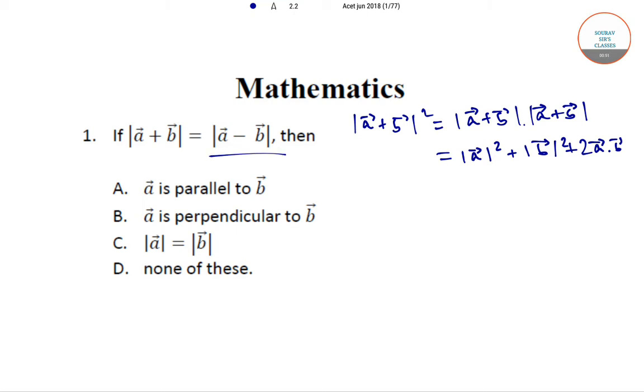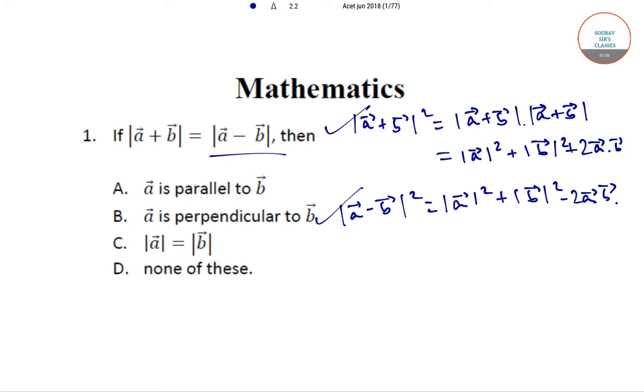And if we calculate the square of the other, similarly we'll get this. Now for these two to be equal, we get this to be equal to 0. So we get A vector dot B vector to be equal to 0. So A is perpendicular to B. Option B is the correct answer.